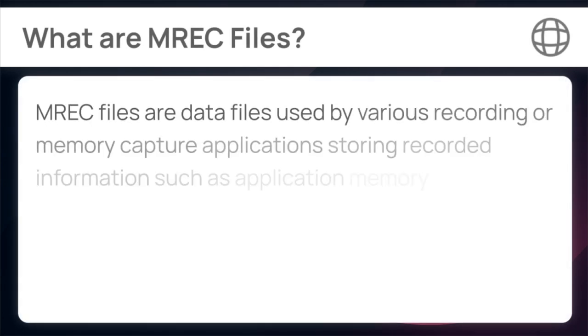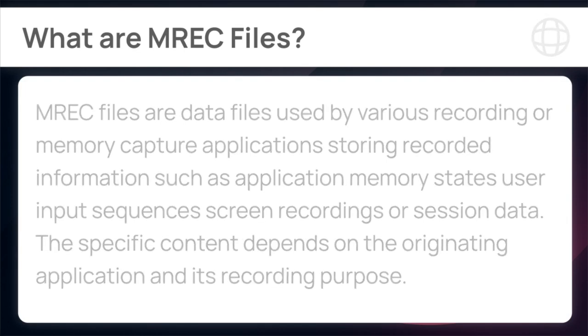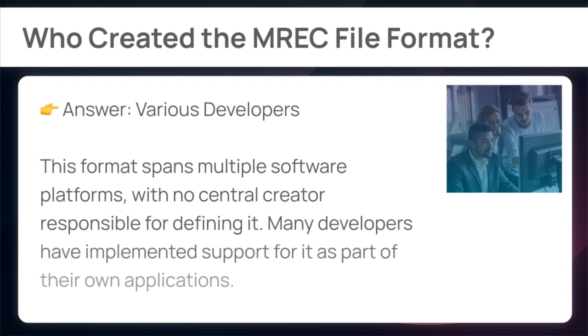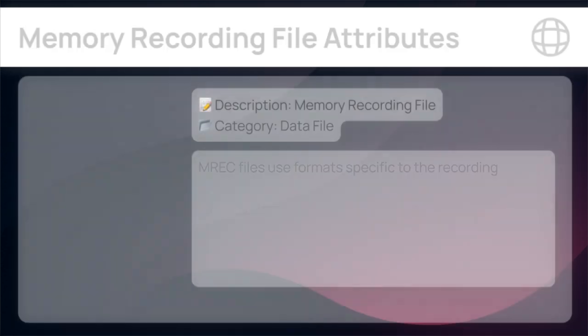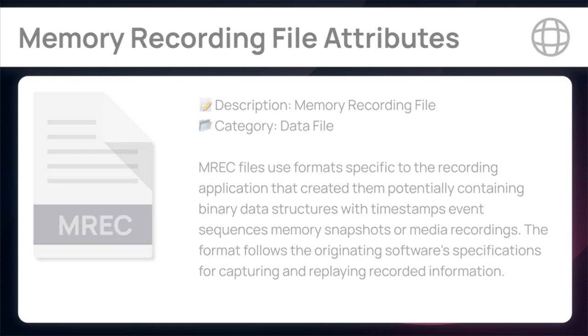MREC files are data files used by various recording or memory capture applications, storing recorded information such as application memory states, user input sequences, screen recordings, or session data. The specific content depends on the originating application and its recording purpose. MREC files use formats specific to the recording application that created them, potentially containing binary data structures with timestamps, event sequences, memory snapshots, or media recordings. The format follows the originating software specifications for capturing and replaying recorded information.